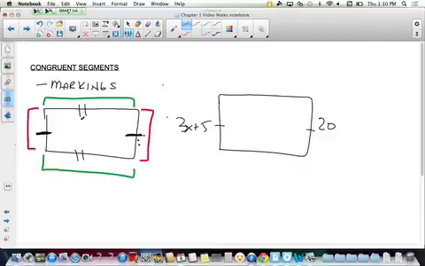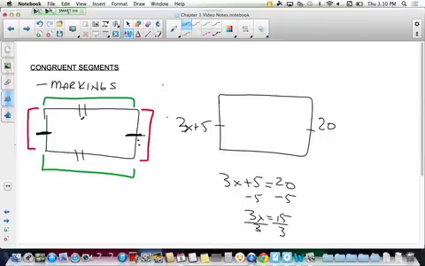So we can use the idea of congruent segments to help us write equations, just like we did with the between problem. If those two sides are congruent, then they have to be equal to each other, which means that 3x plus 5 has to equal 20. Once I've got the equation written, I can just solve like normal. 3x equals 15. Divide both sides by 3, and I get that x equals 5.